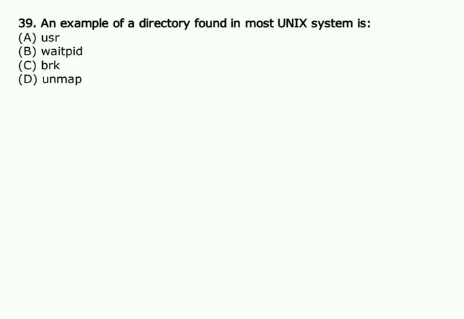An example of a directory found in most Unix systems is user. So in the directories, we'll find the user here, right, in most Unix systems. So option A is the correct one. The user directory usually contains the largest share of data on a system. This is one of the most important directories in the system, as it contains all the user binaries, their documentation, libraries, header files, etc.